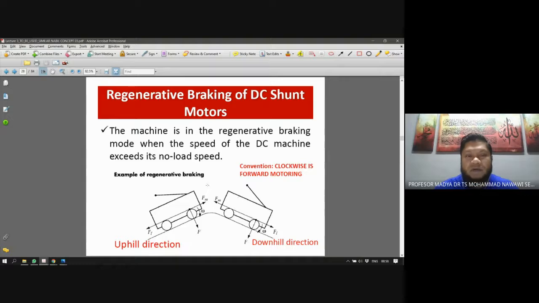Okay, we're going to look further and deeper into the regenerative braking of a DC shunt motor. So let's assume that we have a DC shunt motor. So how does the DC shunt motor work? For example.